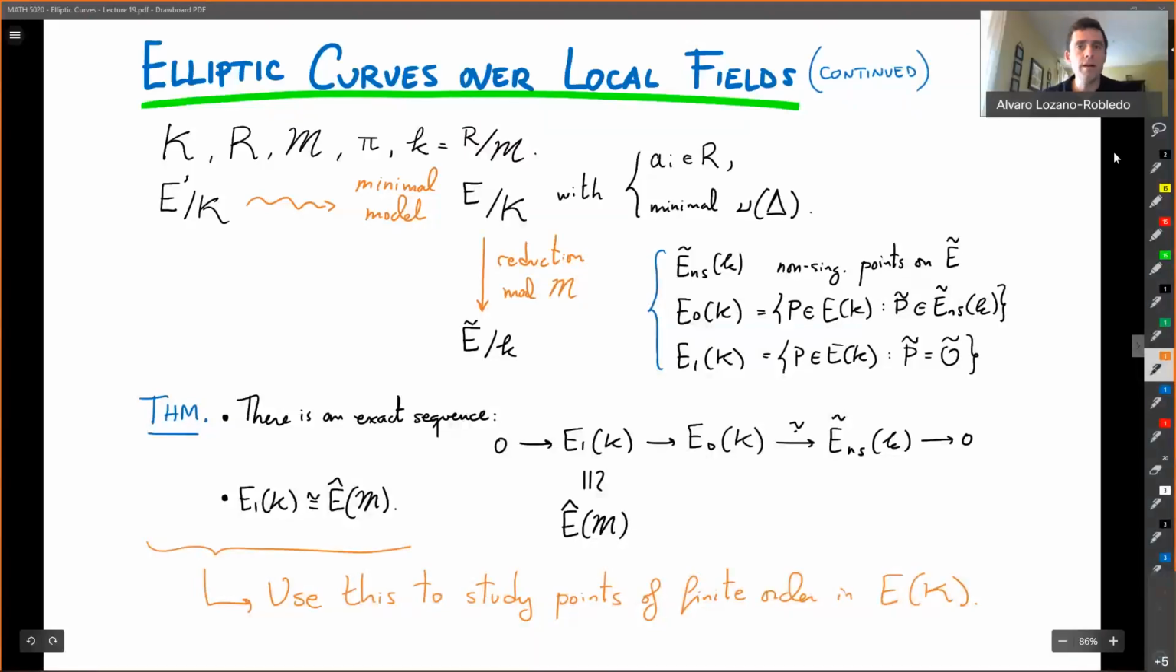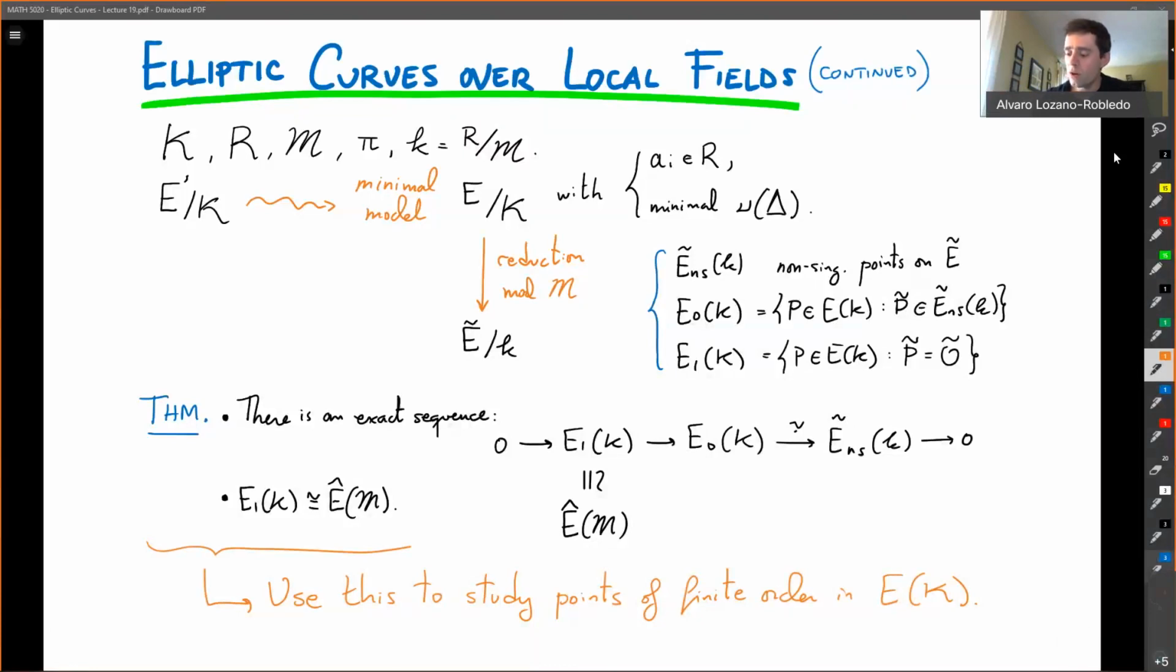Hello, everyone. Welcome back to our class on elliptic curves. We're going to continue talking about elliptic curves over local fields. In particular, we're going to talk more about points of finite order over local fields.